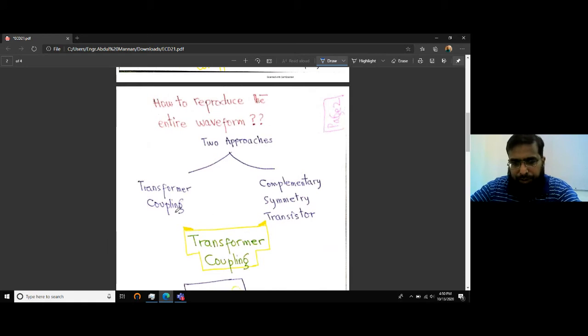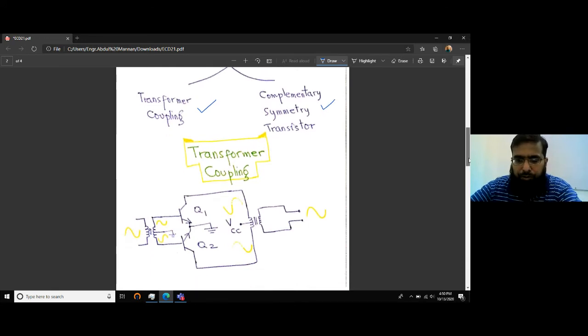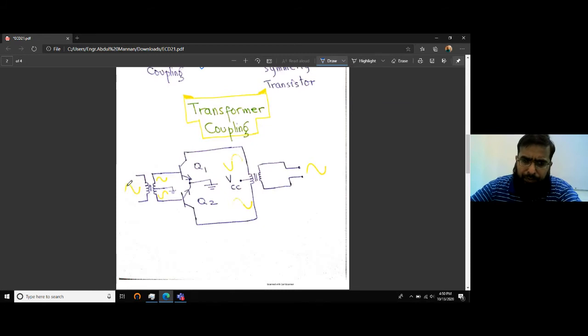There are two ways. Transformer coupling is solution number one. Solution number two is CST, complementary symmetry transistors. Let's study transformer coupling first, which is very simple. We need two center tap transformers. One transformer at the input splits this input signal into two halves. We studied in basic electronics or applied physics, in the elementary courses, that the output of a center tap transformer is a set of outputs. It's not one output, it's a set of outputs, and they are 180 degrees out of phase with each other if they are center tapped. So we measure output voltage from this point to the reference, and from the reference to this point, so we get an inverted signal here.